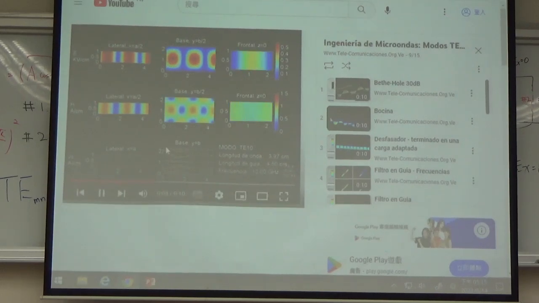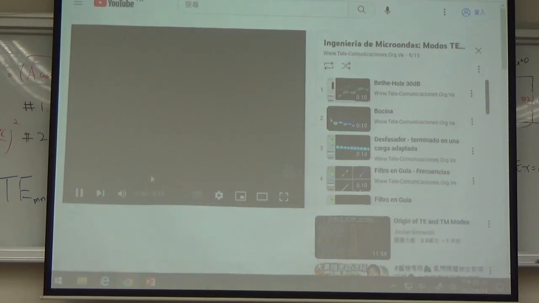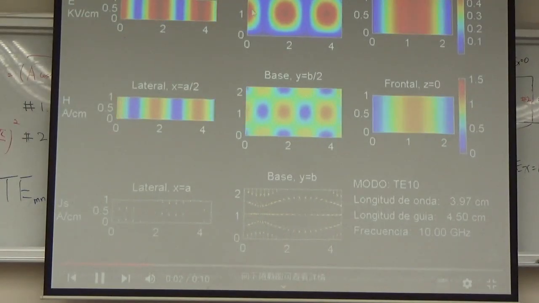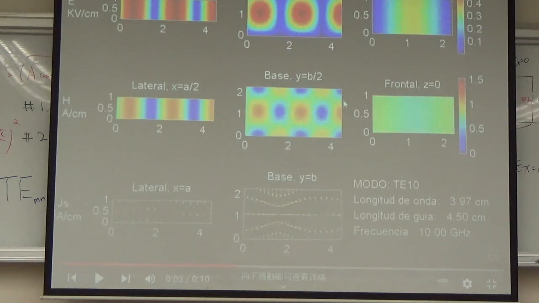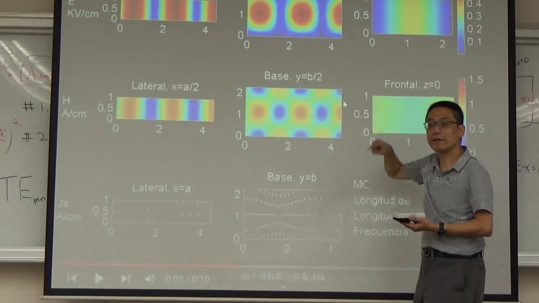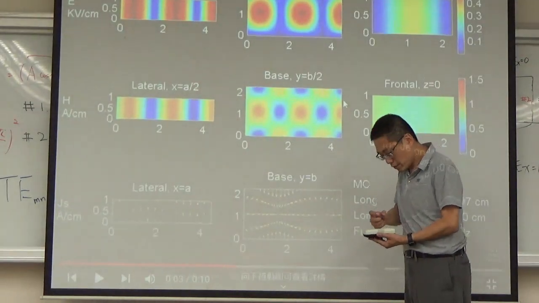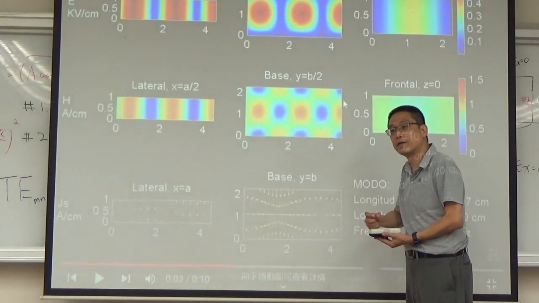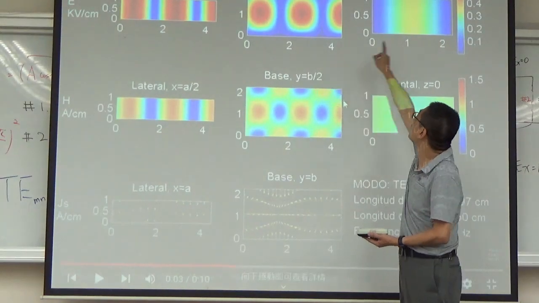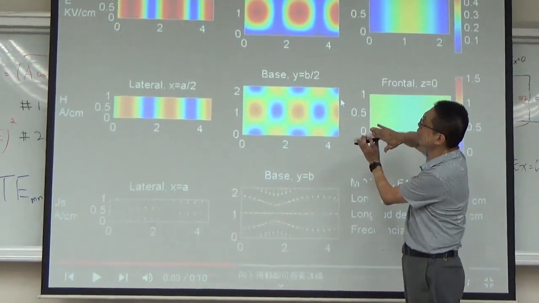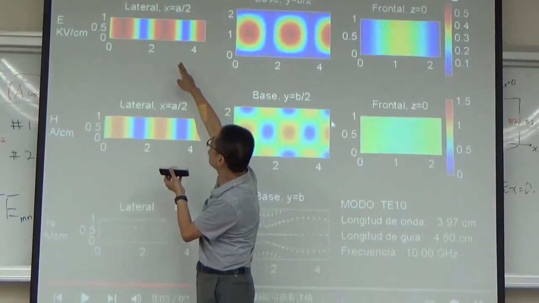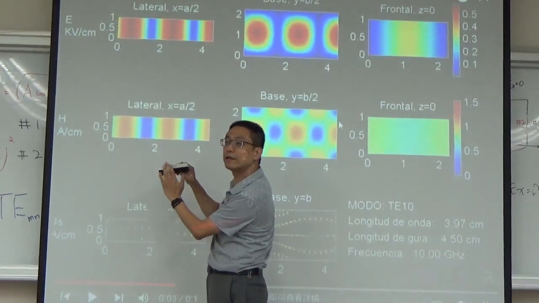This is how the TE10 mode works. You see the E field is a sine. And for the second one, it is from the top. This one you can see from the top. This one and this one are from the cross section. And for this picture, it is from the side, the E field.